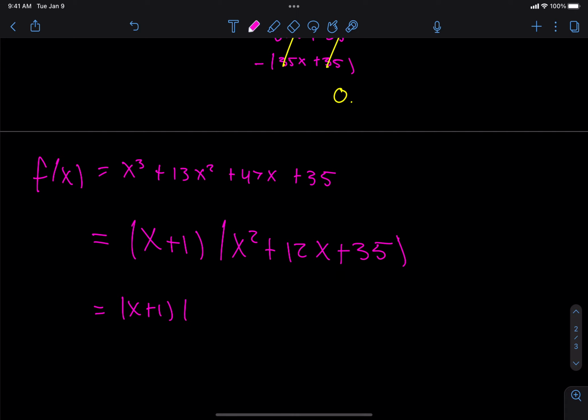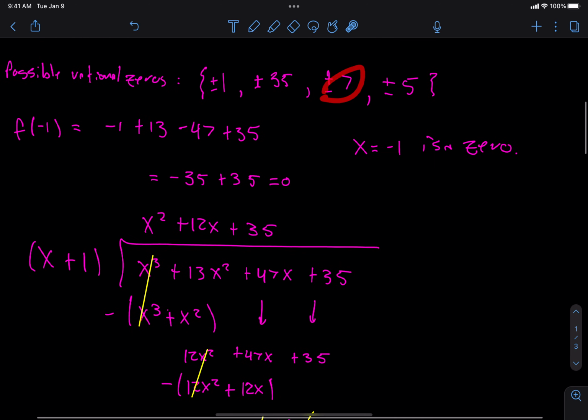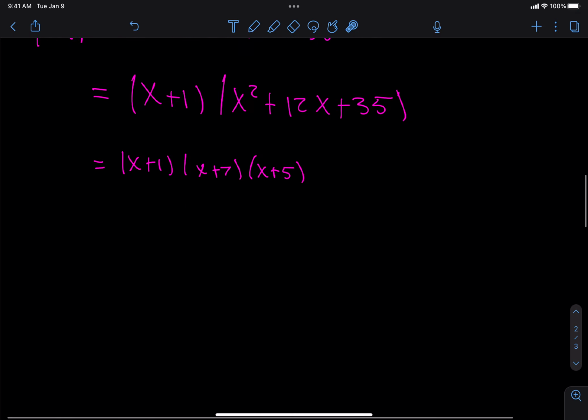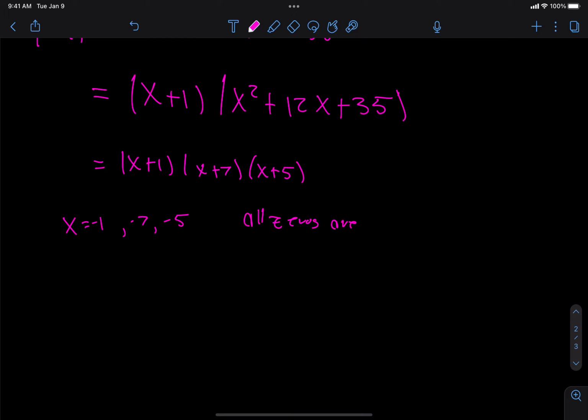But this one we can see, I think, is going to be x plus 7 and x plus 5, right? That's not that surprising. Why is it not that surprising? Because we knew that -7 and -5 were candidates for rational zeros, possible rational zeros. So at the end of the day, we got something which we could factor. So the set of all rational zeros is x equals 1, -1, -7, and -5. Okay, so all zeros in this case are real and rational.